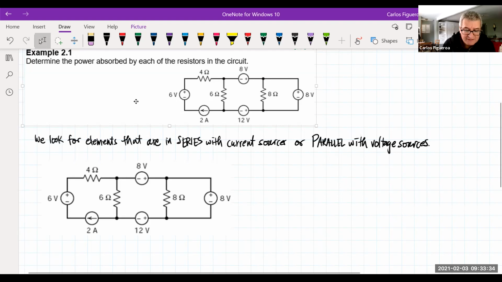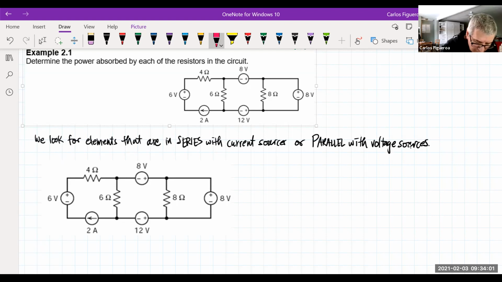So the way I look at this thing here is that I always pay attention to the sources first. And I say, is there any low-hanging fruit, as they say, right? So we look for elements that are in series with current sources and parallel with voltage sources. So the first thing that I'm looking at is that I'm going to look for the current source first. And if I look for the current source first, you could see that I have one right here. I have a 2 amp source.